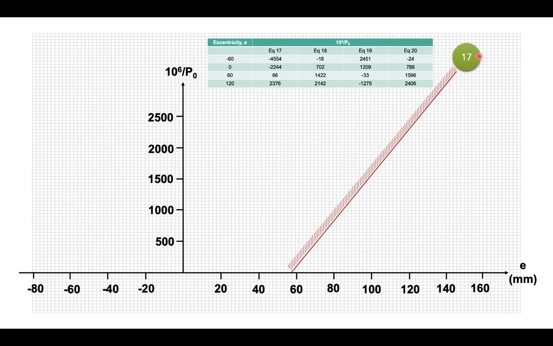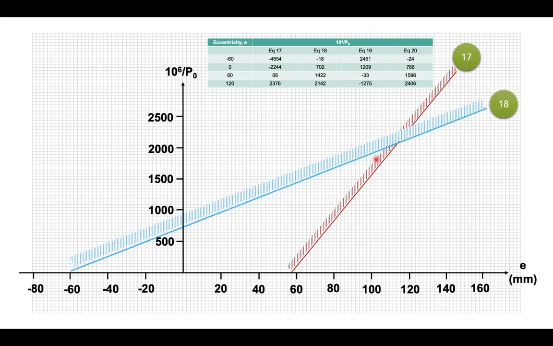The first one is for equation 17, right? As for equation 17, we have this linear line, and we know that equation 17 gives us an inequality sign of larger than or equal to, right? Therefore, you can see that we have shaded the area that is on top of the linear line. The next one is for equation 18. Similarly for equation 18, the inequality sign is larger than or equal to, right?